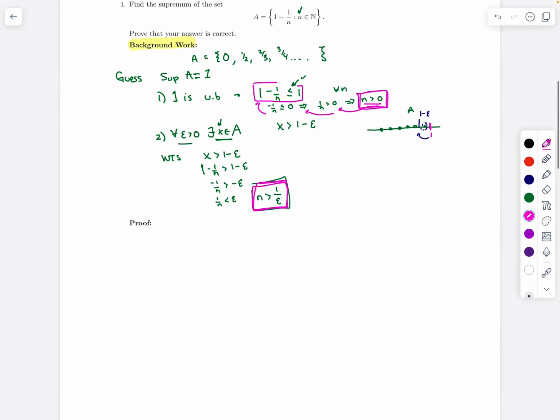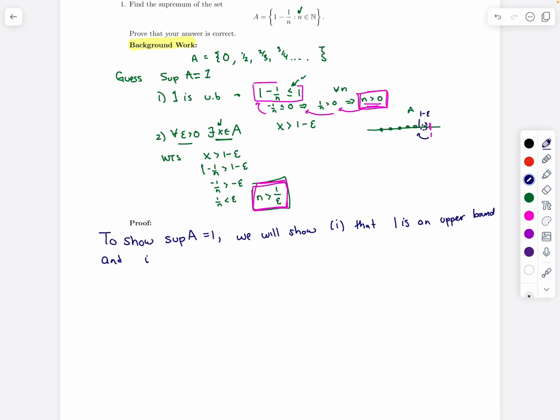So let's start the proof. I'm going to give an outline here. So to show that the supremum of A equals 1, we will show first that 1 is an upper bound, and maybe I shouldn't have had a period here. It's not the end of that sentence quite yet.